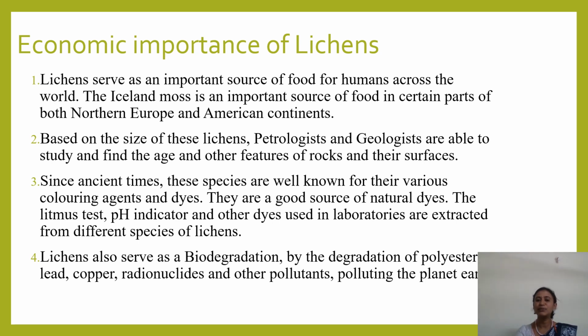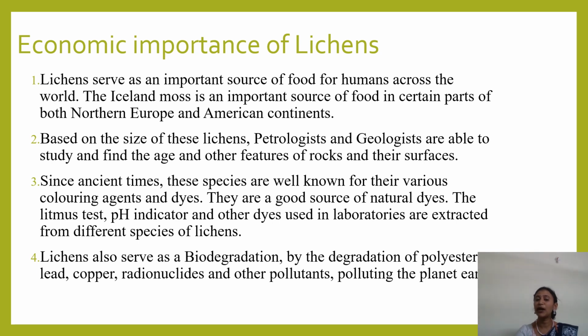Since ancient times, these species have been well known for various coloring agents, and they are good sources of natural dyes. In the chemical industry, identifying the pH plays a major role. Even today, every agricultural land is in need of identifying the pH level. The sources obtained from these lichens are used as pH indicators in many laboratories. For example, in graduation studies of students, litmus paper is used for practical examinations, and litmus paper is made of these lichen components.